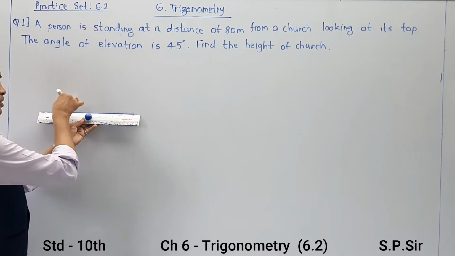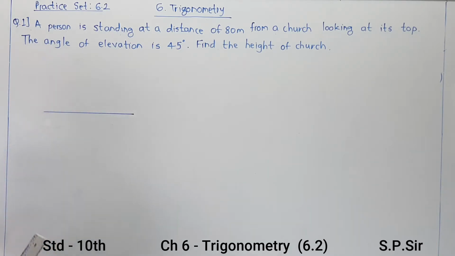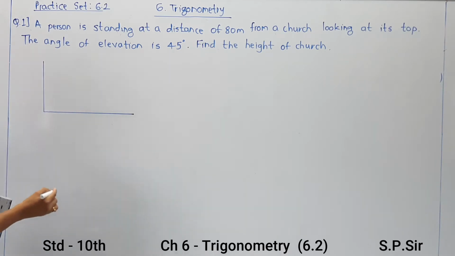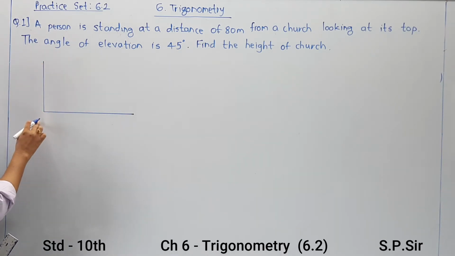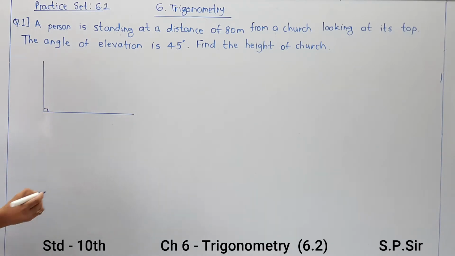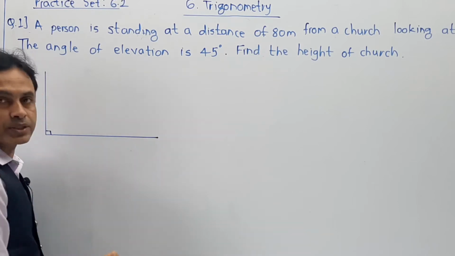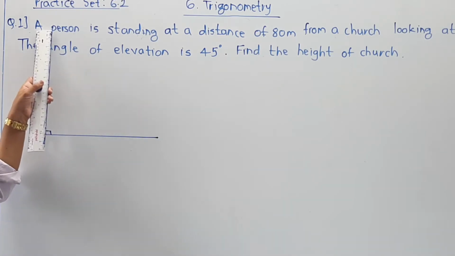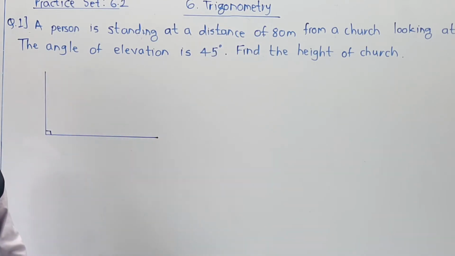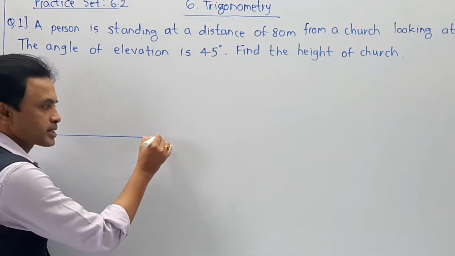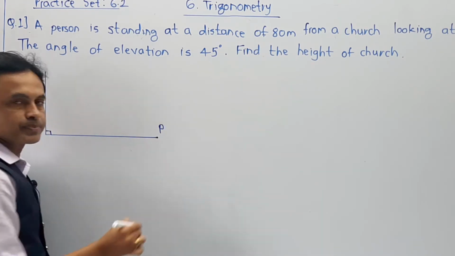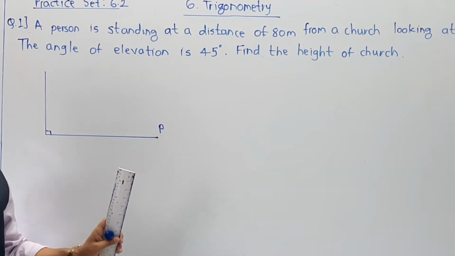In this case, first there is a horizontal road. Naturally there is a church. And logically you can see definitely that the wall of the church makes an angle of 90 degree with the horizontal road. So for the first part they have given the word person. As per their condition, a person is standing at a distance 80 meter from a church looking at its top. As they have given the word person and they don't give a name, I am going to call this point P. Logically my P becomes person.